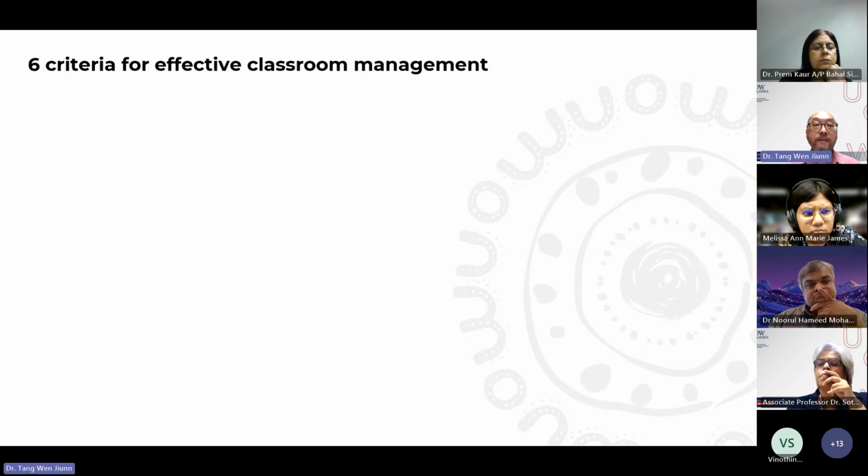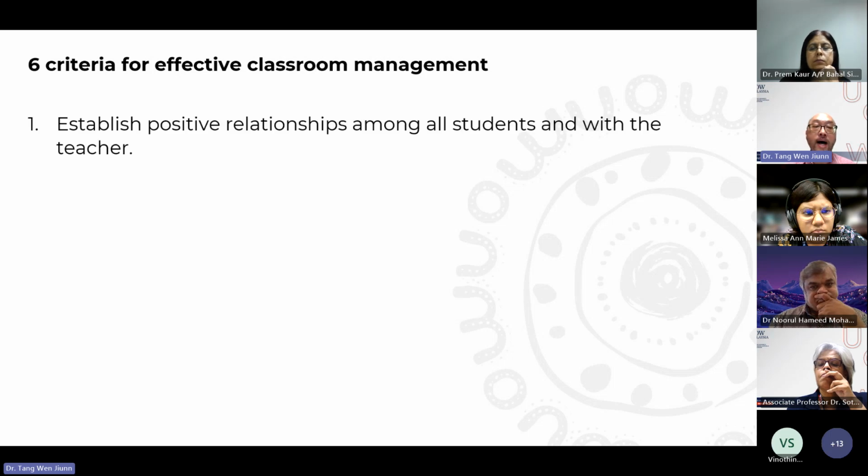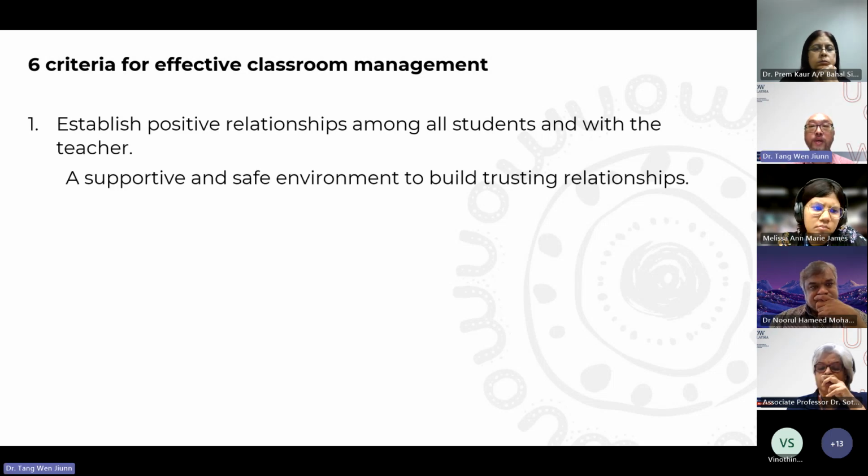To say that we have effective classroom management, these are the 6 criteria. One is to establish positive relationships among students and with the teacher. So we have to communicate in a way that shows that we are supportive, and that we are giving them a safe environment during the class, so that they can open up. For example, answering questions without being scared of being judged or made fun of.